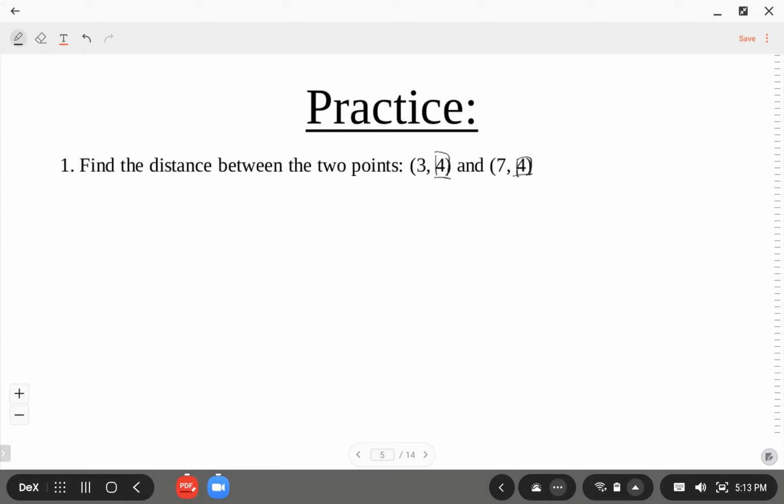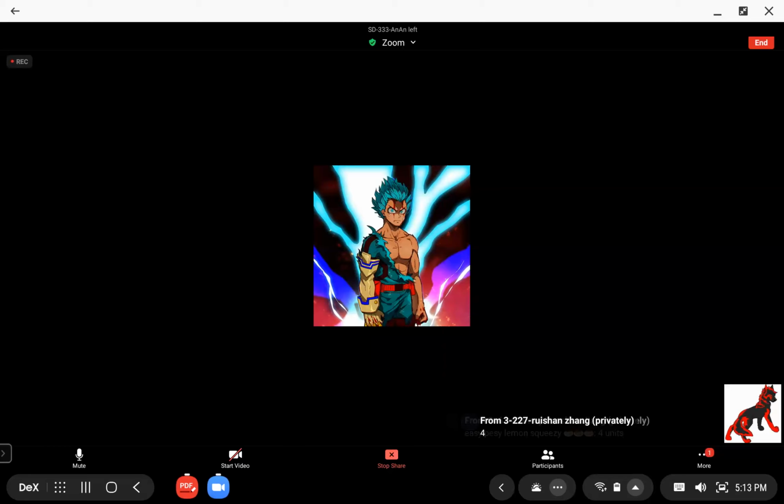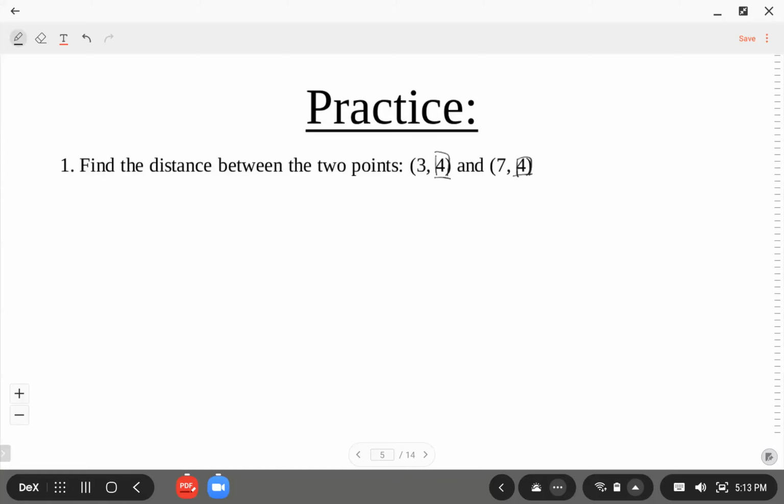But sometimes maybe you just do 3 minus 7. You get negative 4. That's not the distance, right? So every time you subtract, you have to take the absolute value of it. You can't just leave it negative. Does everybody understand why I need to take the absolute value? Okay, good. So now let's move on to something a bit harder.